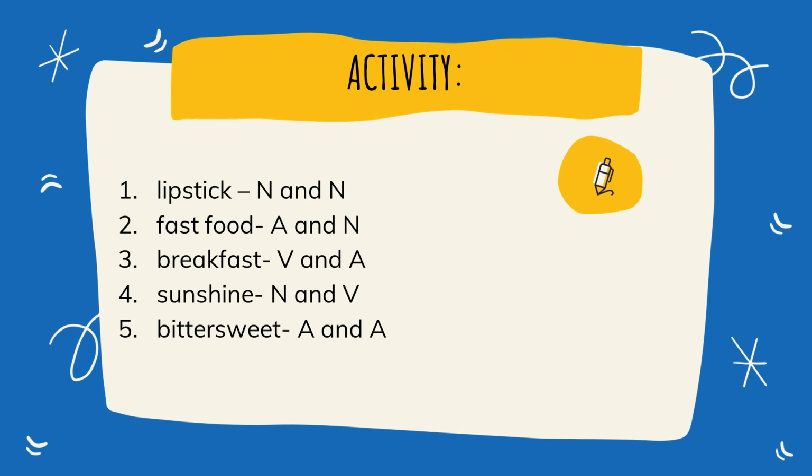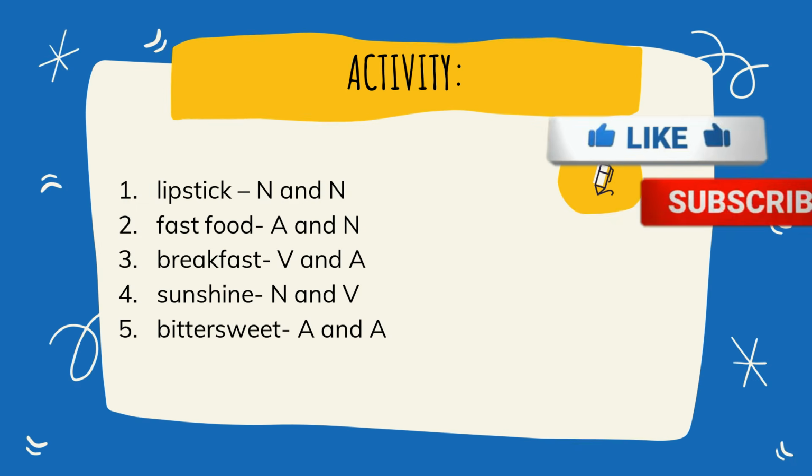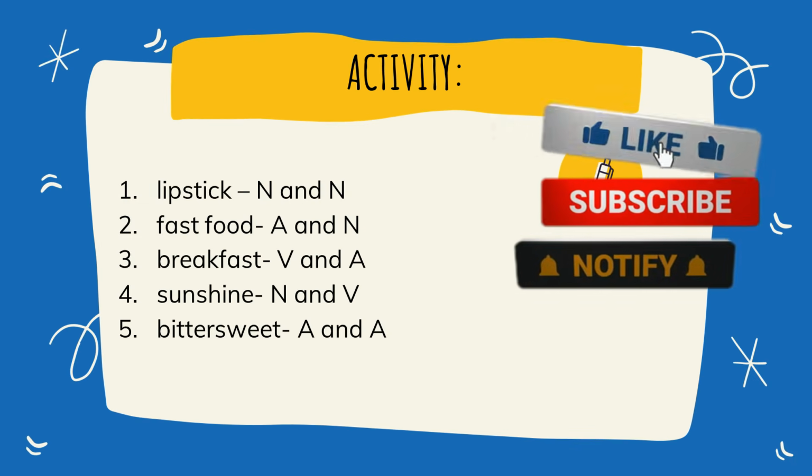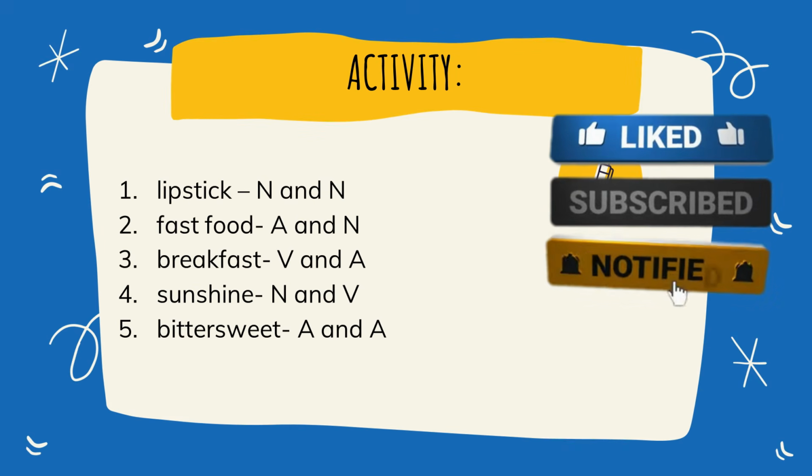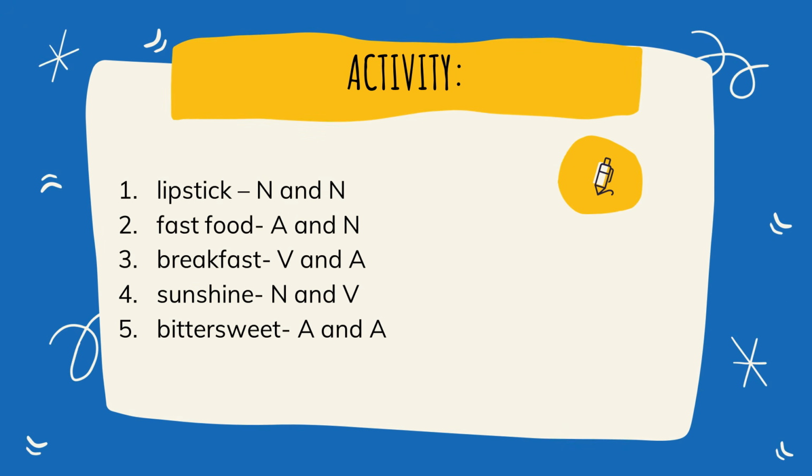In number 2, fast food, we have a combination of an adjective, fast, and a noun, food. In number 3, breakfast, we have a combination of verb, break, and fast, an adjective. In number 4, sunshine, we have a combination of a noun, which is the sun, and shine, which is a verb. And number 5, we have bittersweet, which is a combination of an adjective and another adjective.